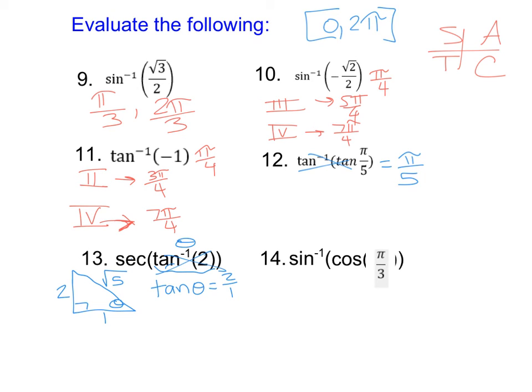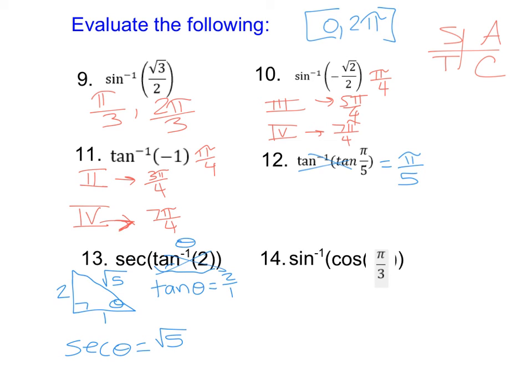So then what would be secant of theta? Secant is the reciprocal of cosine. So secant of theta, normally it would be 1 over root 5. This is just root 5 over 1.